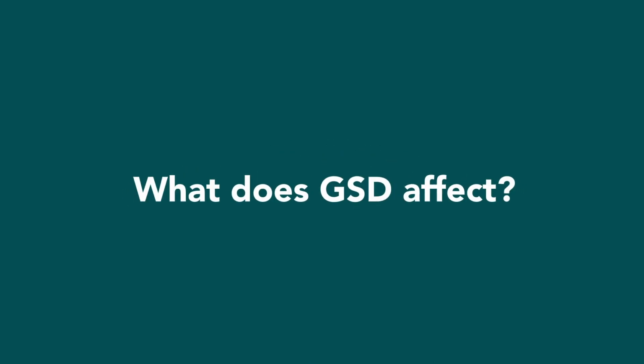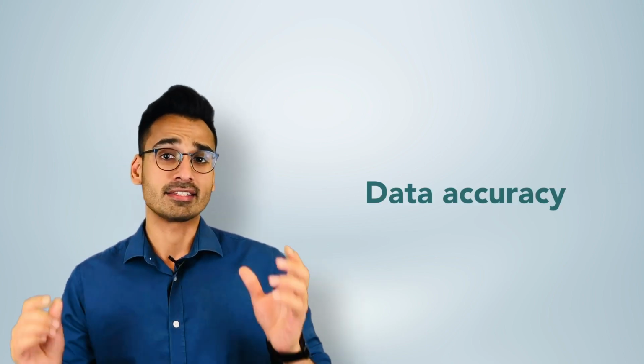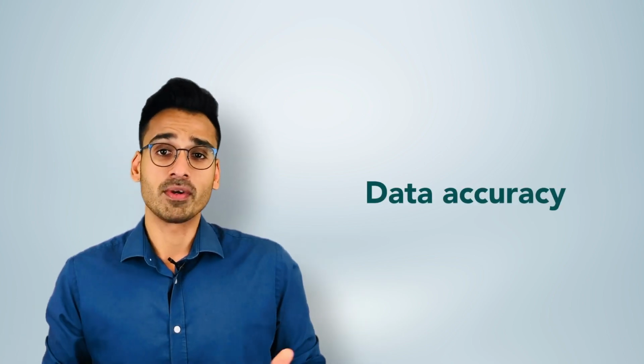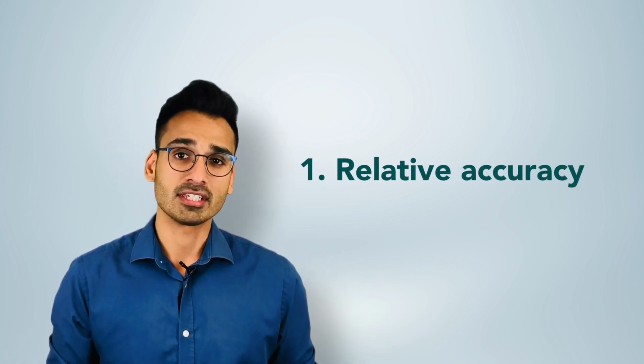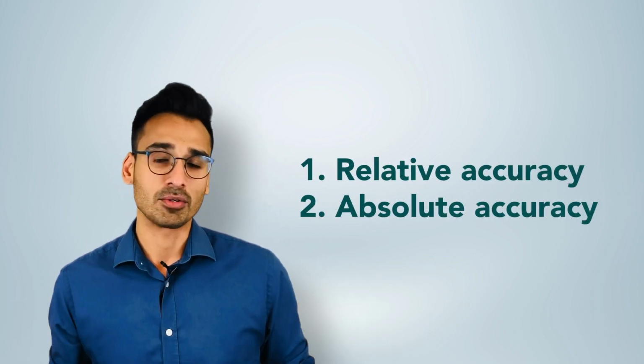So the next concept is what GSD can affect and why it matters. GSD can affect things like data accuracy. If you're doing a drone flight for a mapping or modeling purpose, you might be interested in how accurate your map or model is in the end. And accuracy comes in different shapes or forms. There are two different types of accuracy: relative accuracy and absolute accuracy.